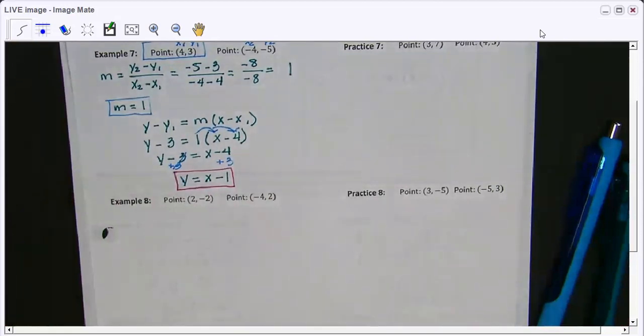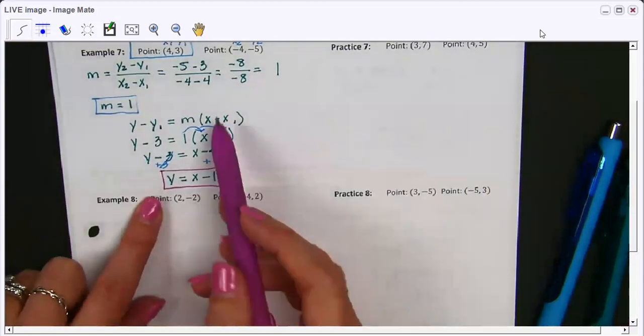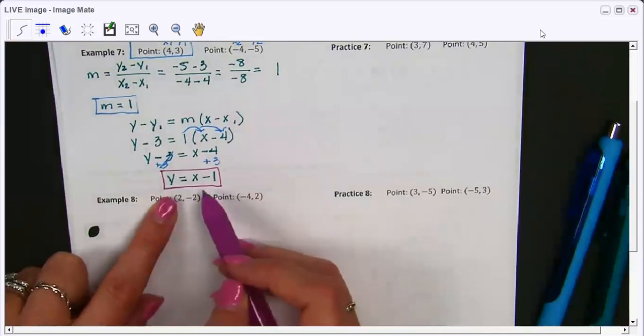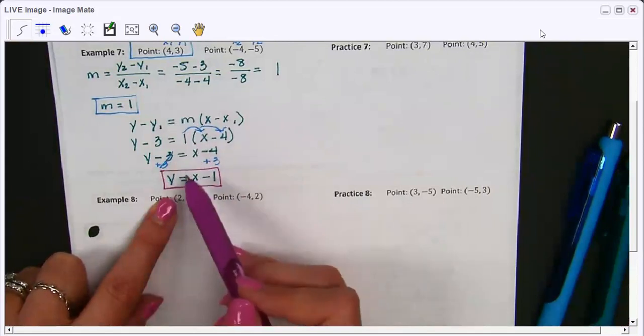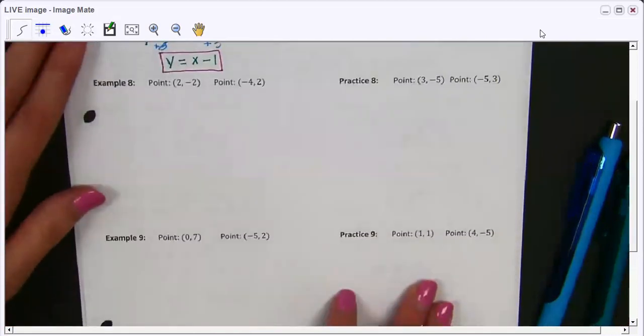We're going to do the examples on this page, and then I'm going to have you do the practice. The final answer is your slope-intercept equation. Now, if you get the slope right, then you do get partial credit for that, so you want to make sure you can see the slope. Okay, let's go down to example 8.